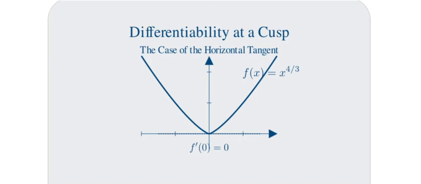Can you say that it is differentiable at 0, 0? No, it is not differentiable. If you work out, f dash of x is equal to 4 by 3 into x raised to minus 1 by 3, which means 4 by 3 divided by x raised to 1 by 3. As x becomes 0, it becomes infinite, therefore it is not differentiable.